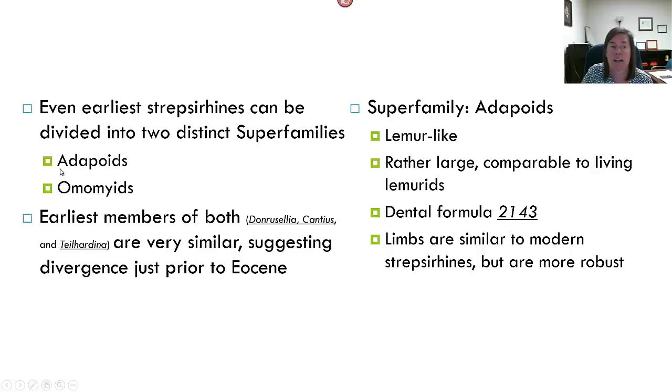So let's talk about both the Adapoids and the Omomyoids. These are the superfamily Adapoids. And these guys are lemur-like. They're relatively large, comparable to living lemurs in body size. They have a dental formula of 2-1-4-3, so you have 4 premolars, 3 molars, 1 canine, 2 incisors in each quadrant of the mouth. The limbs are similar to modern Strepsirhines, but are more robust.